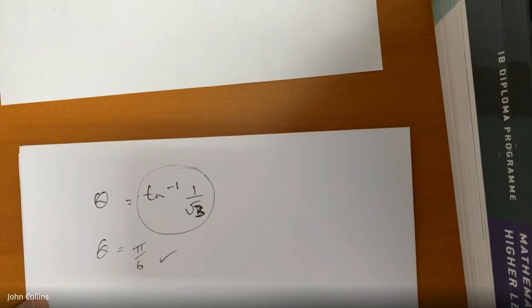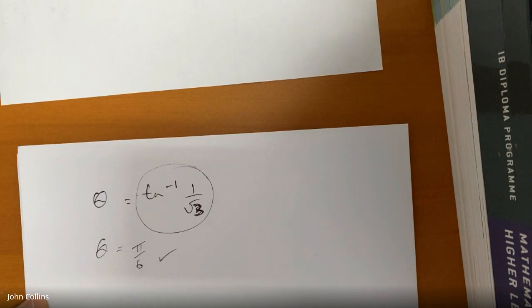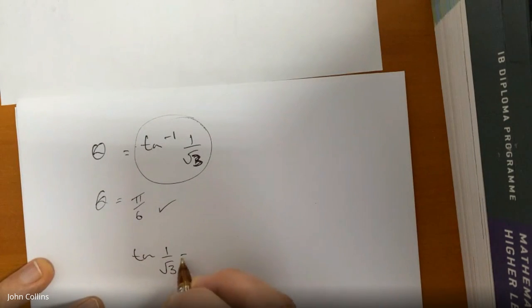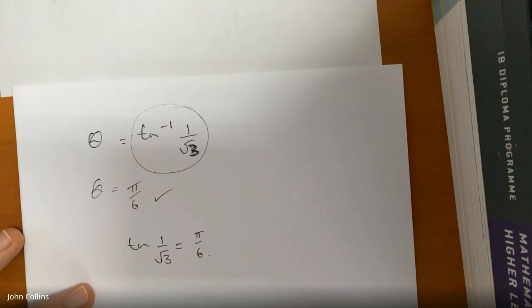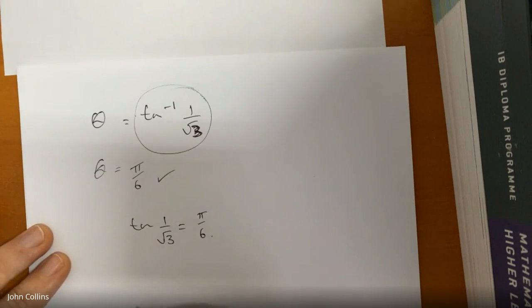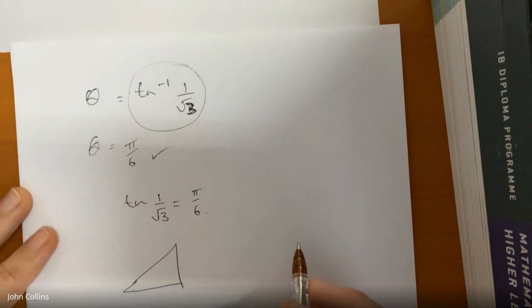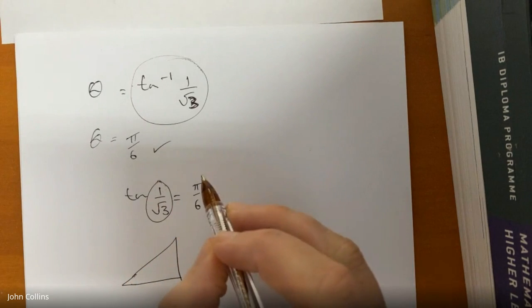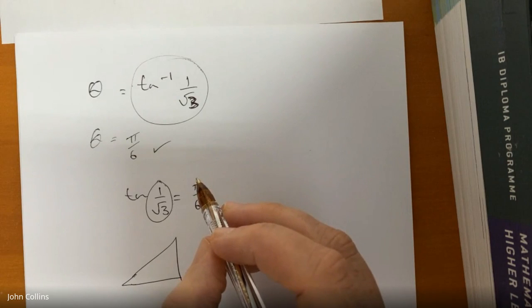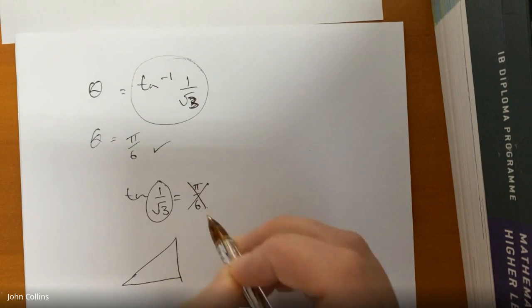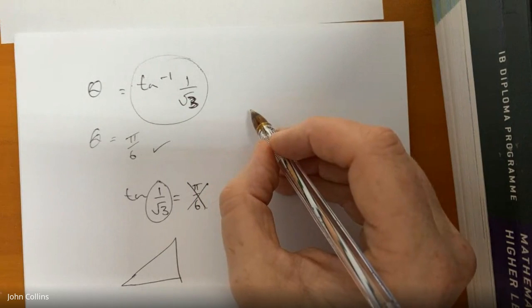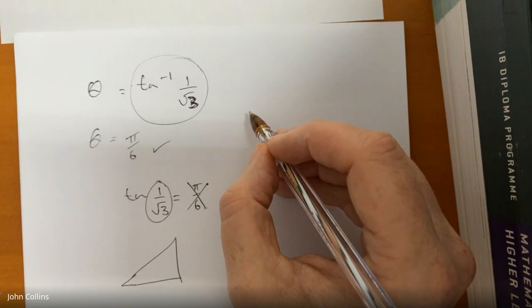That's not how it works. Tan of 1 over root 3 is pi over 6? No, that's not even a statement. If you write tan of 1 over root 3, that suggests 1 over root 3 is an angle, not a ratio. 1 over root 3 is a teeny tiny angle, and it would not equal an angle. That's not the way inverse works.